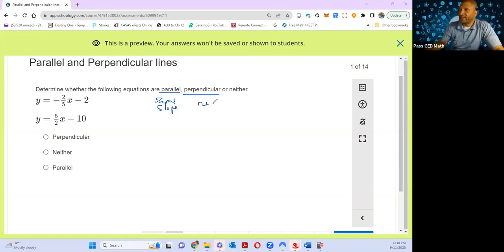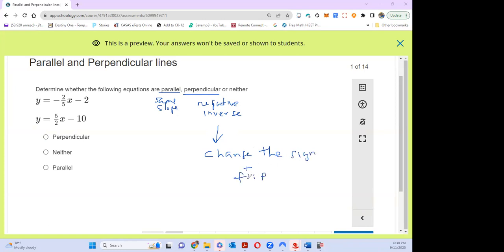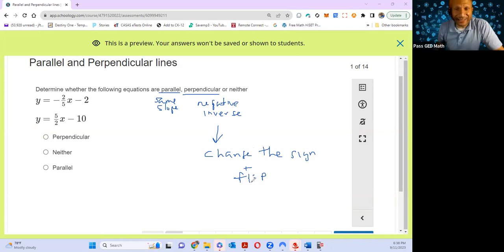Perpendicular has the negative inverse. Mr. Tinsley, you sound like you're talking physics. In layman's terms, change the sign and flip. So make it real easy for you: change the sign and flip the slope.